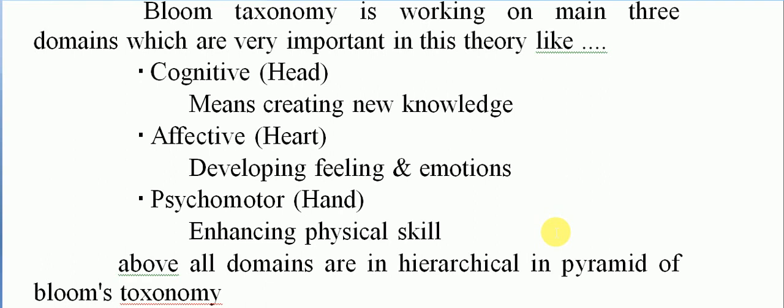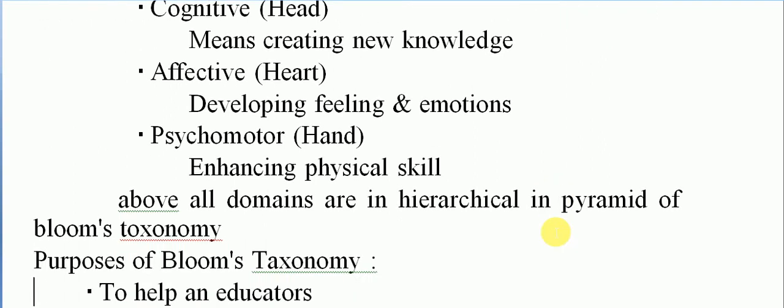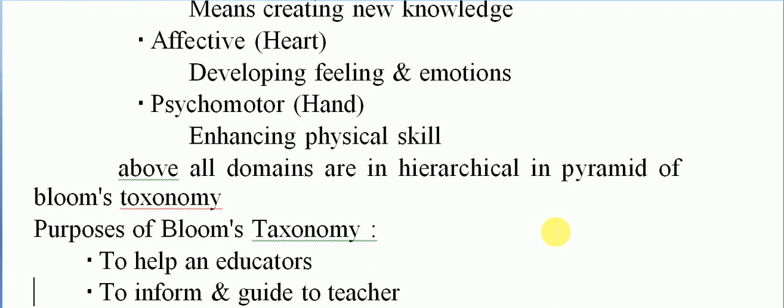As we know, the cognitive function comes from the brain, the head. Cognitive means creating new knowledge, thinking, thought. Affective function always starts from the heart, developing feeling and emotion. And last one, psychomotor means the hand, that means enhancing physical skill and ability. These are the three main domains in Bloom's taxonomy.